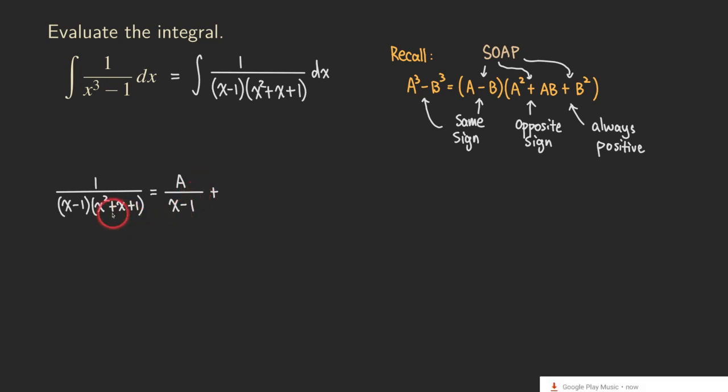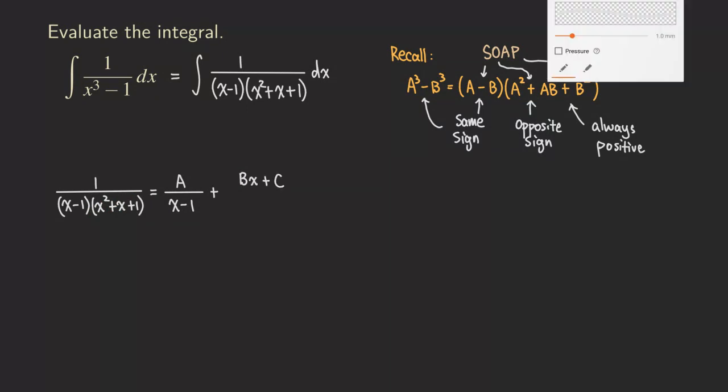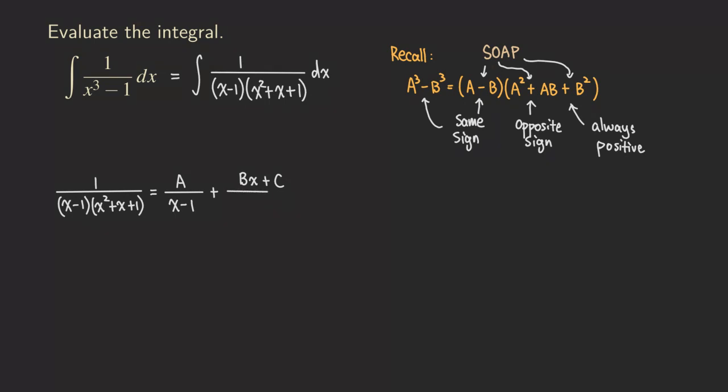Now for this second one right here, this is x squared plus x plus 1, right? So this is an irreducible quadratic. So you can still factor it, but you can only factor it over the set of complex numbers. So you cannot factor it over the set of real numbers. So in this case, we are going to just put bx plus c. Okay, so we are going to put a linear expression at the top of this expression. Okay, so that's our form of the decomposition.